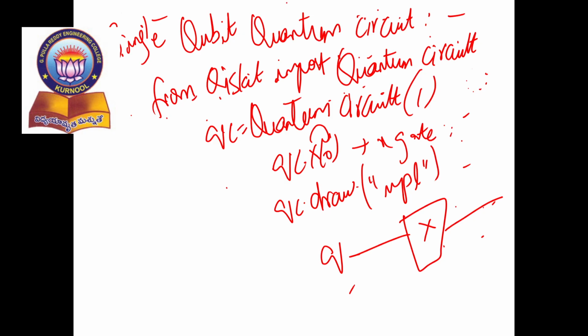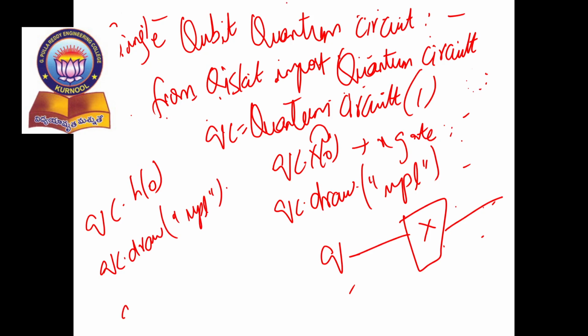Similarly, if we want to add the H gate, we can write QC dot H of 0, then the QC dot draw function, in which we will include MPL. The output will be Q, and this is the H, that is the Hadamard gate, and we will get the output like this.